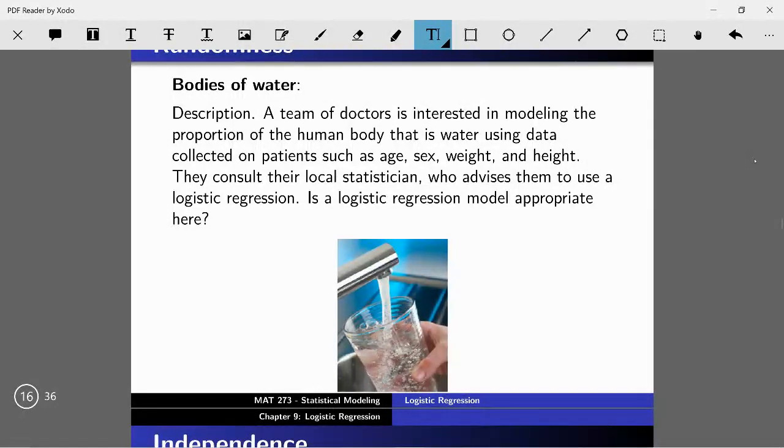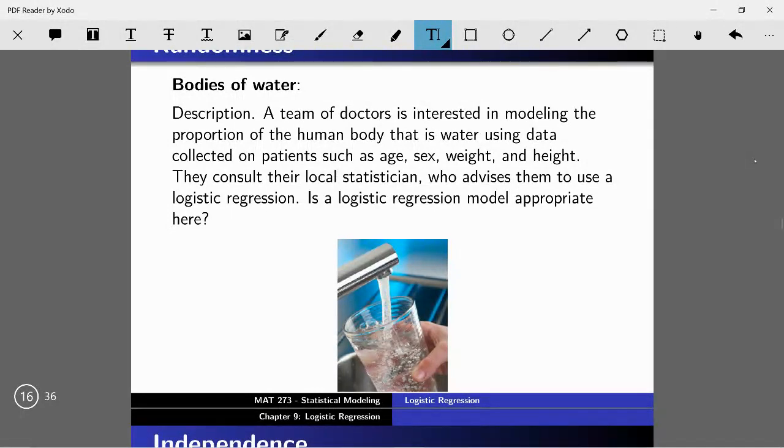Maybe you can tell based on my intonation already. No, this is not a setting where we would use logistic regression. It's understandable that you might think, oh, it's a proportion that's between 0 and 1. That's like a probability, so we use logistic regression. But the problem is, for logistic regression, we actually need a discrete outcome. We need an outcome that can be coded as zeros or ones. It has to be that way. So we can't have this case where we have the proportion of each person's body that's water.